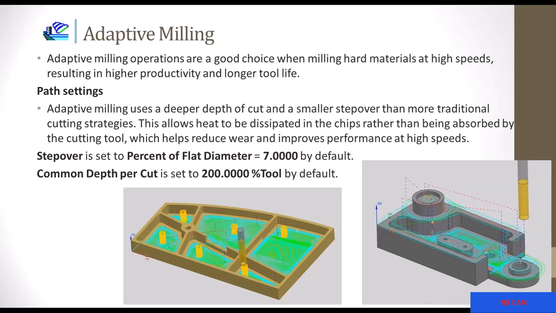In adaptive milling, we use a smaller step over, and depth of cut may be 20% of tool diameter, or according to the flute length, you can define it according to the height and material hardness. So let's see this.